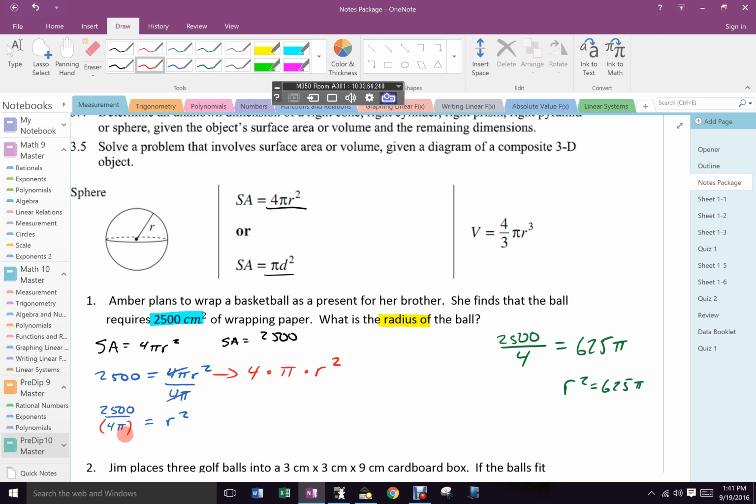Okay? Now, the next step is, how do I get rid of r squared? To remind you, again, you already know this, you got to do the inverse operation. What's the inverse of r squared? Square root. So I would square root this. Okay? Now again, can I do that? How would I do that on a calculator? What do you think?